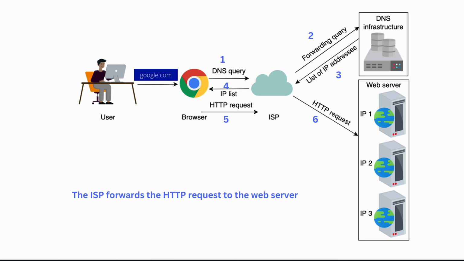the search will go to the DNS infrastructure. And once it finds the IP address of that google.com, it will come to the ISP, and then to the browser, and then the browser again sends the request using that IP to the ISP and the ISP to the web server. So this single picture is telling the whole story of HTTP.